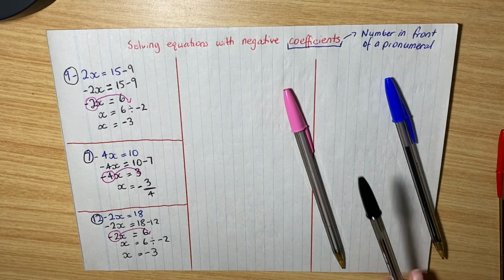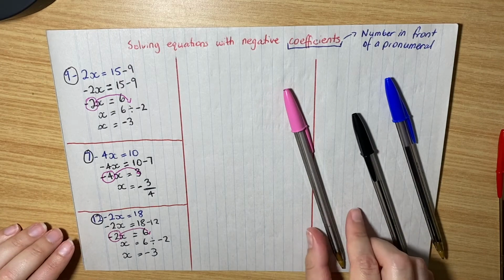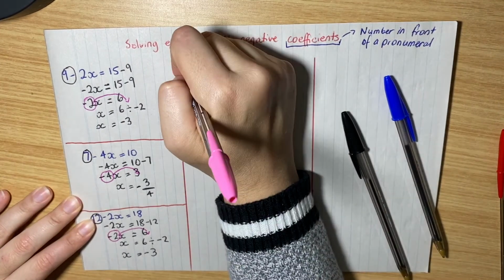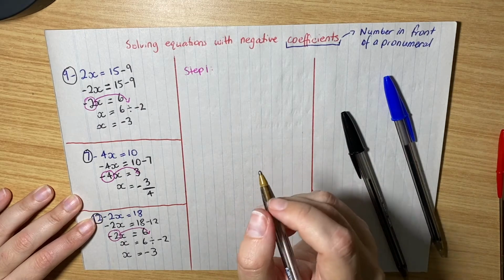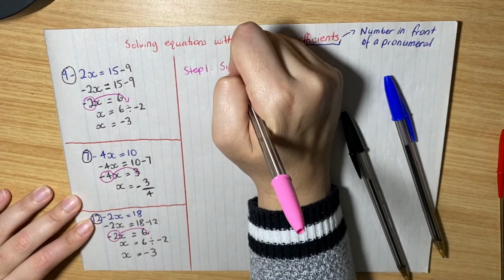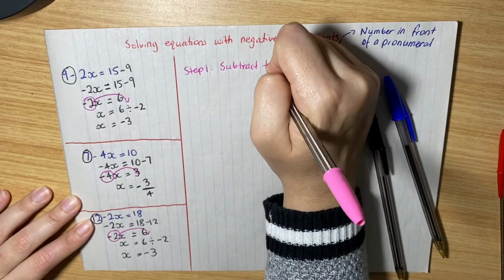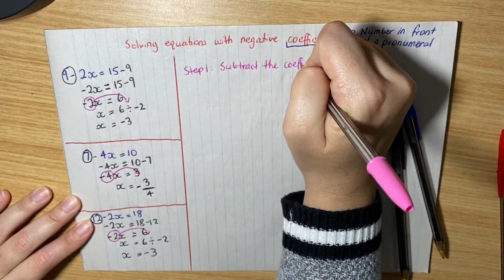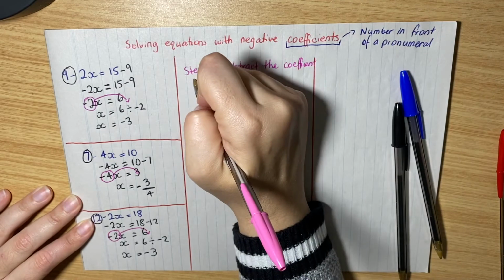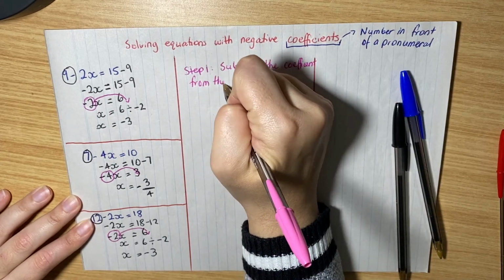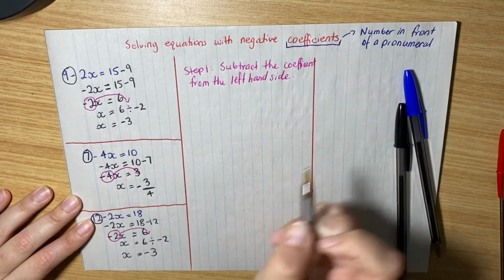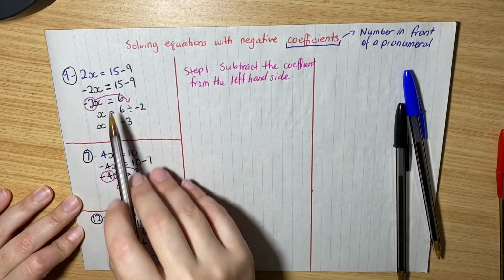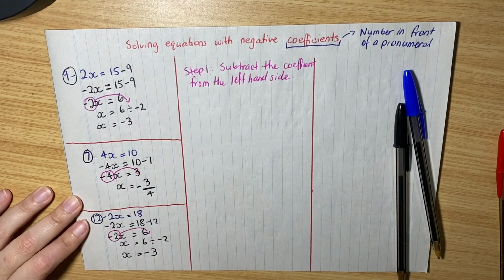All right, now let's write a little method for how we have done this. So step 1 is subtract the coefficient from the left-hand side. You might want to write this in your notes as well. All I'm saying here is subtracting this number from the left-hand side, which is what we've done in the first 3 examples.